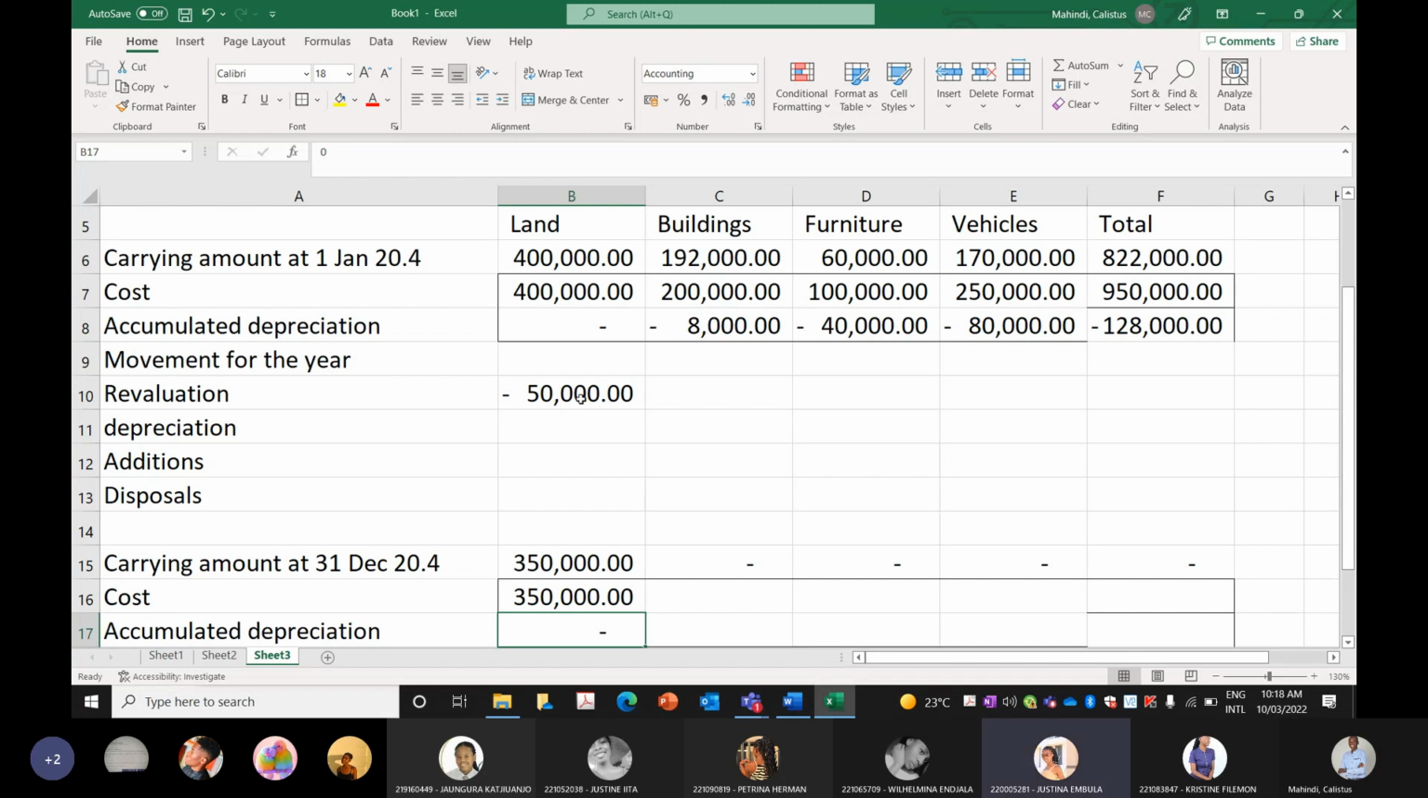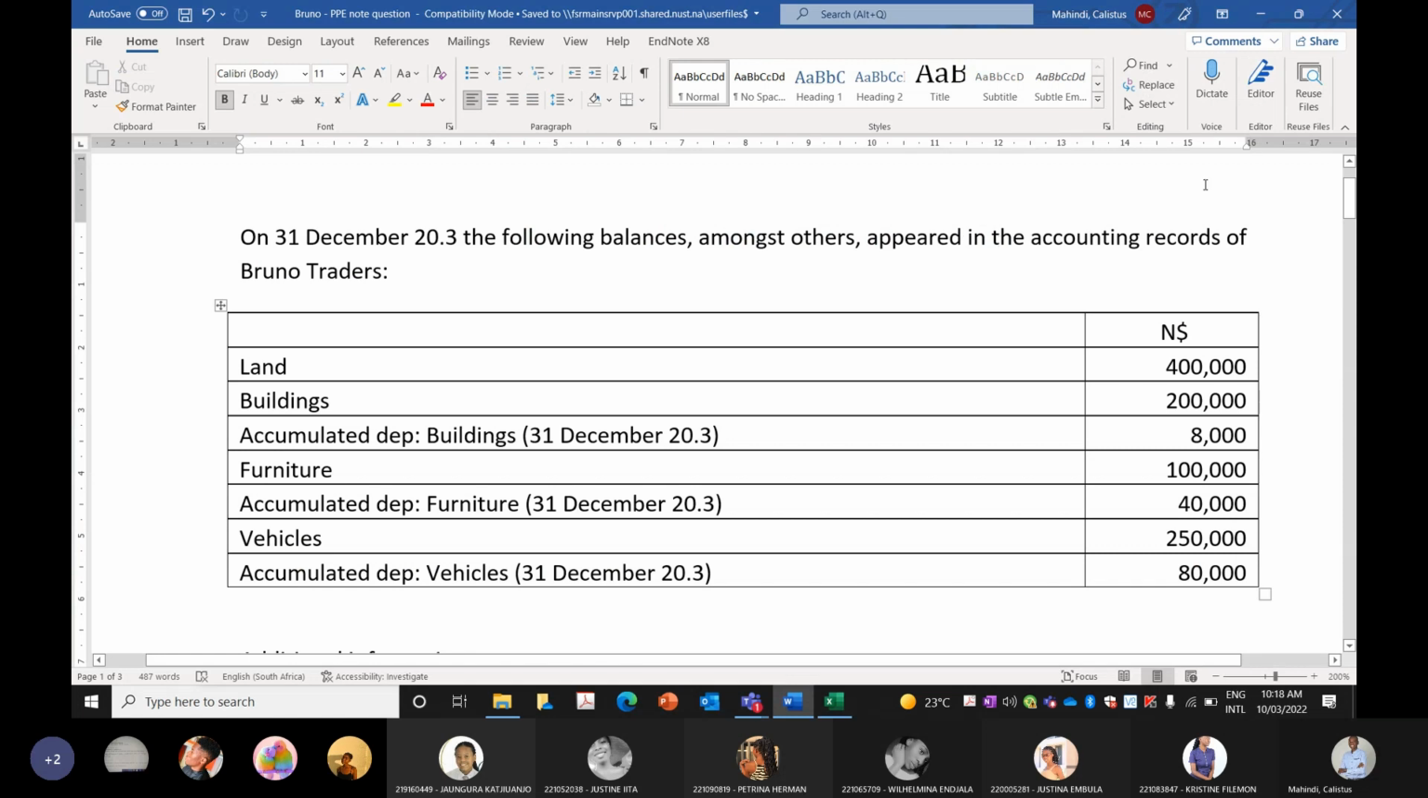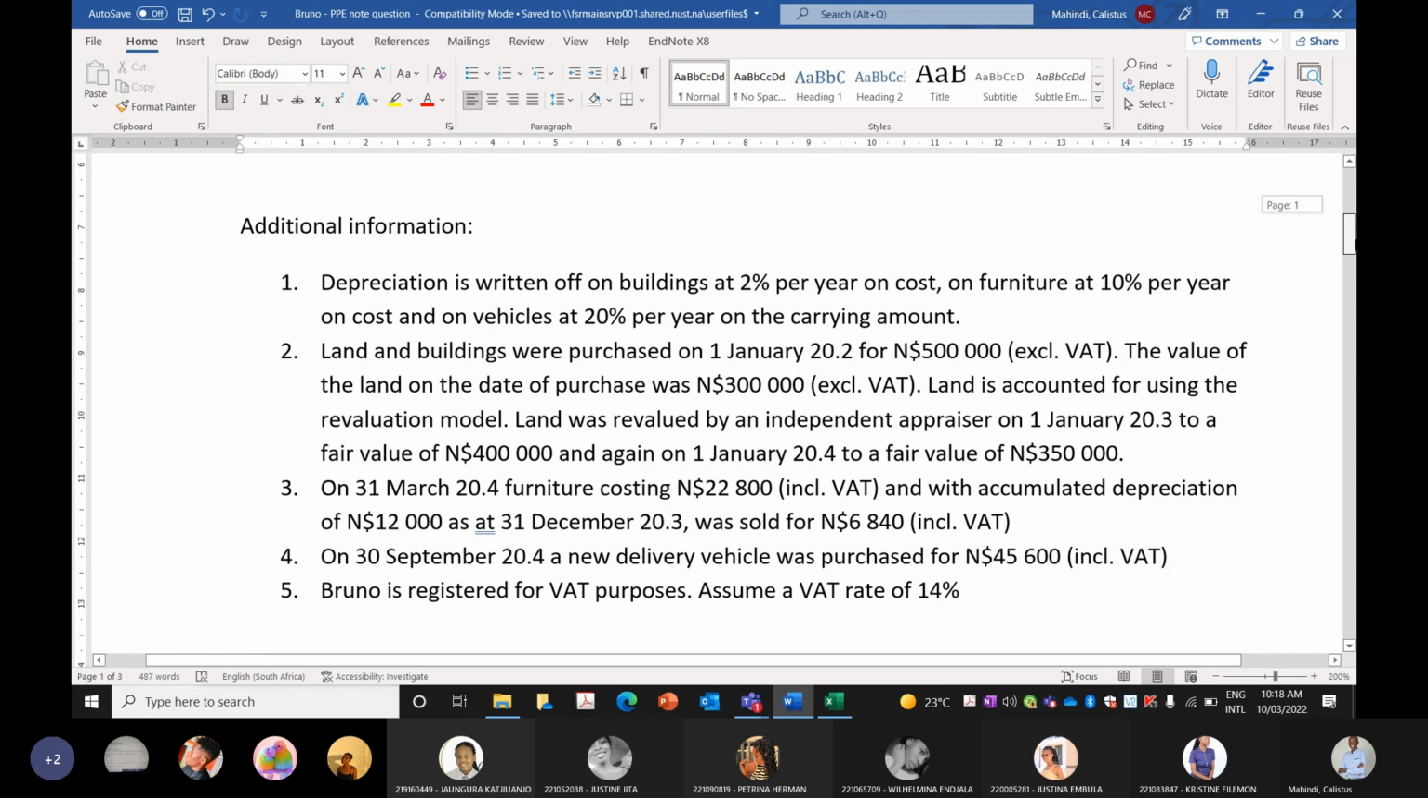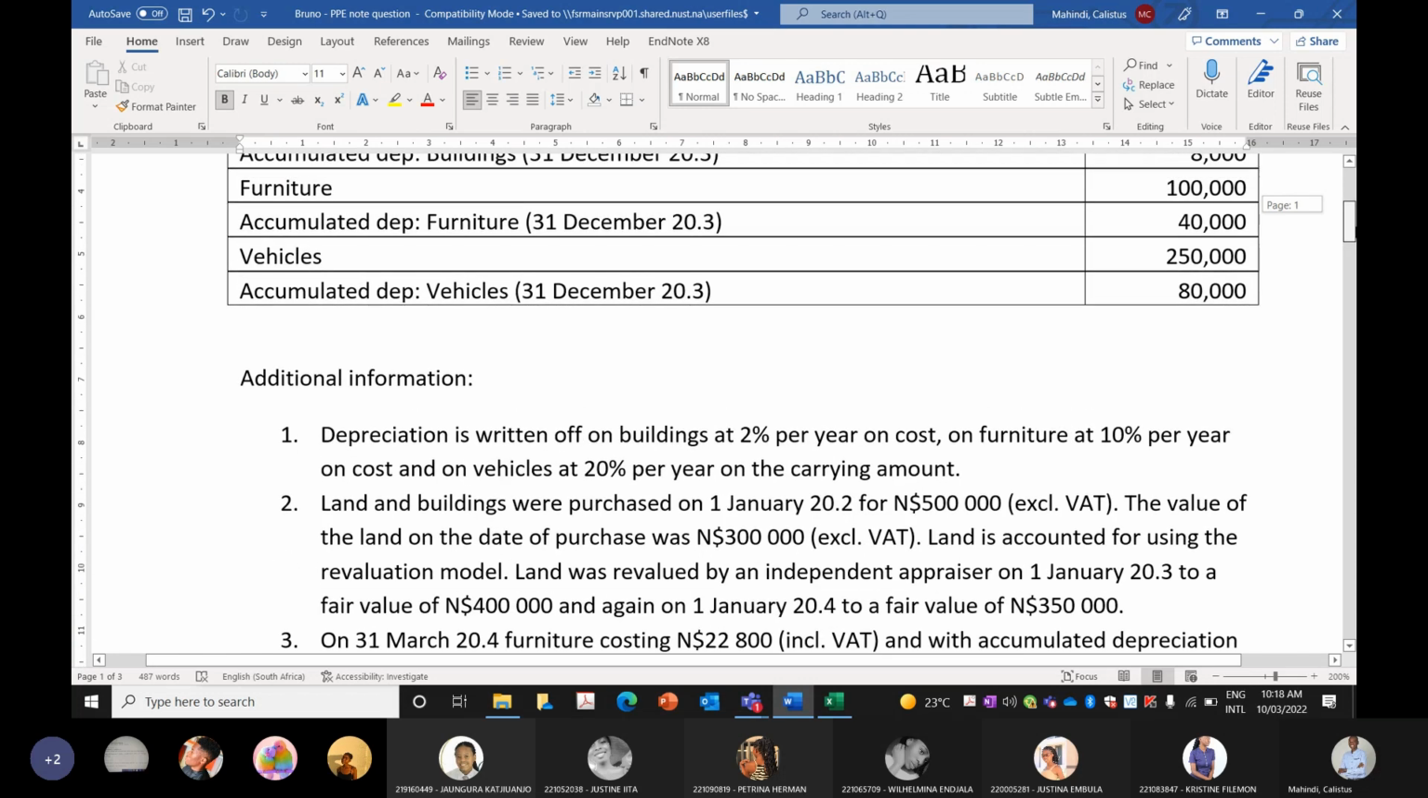All right. So remember, when you're dealing with the revaluation, the cost is always replaced by the fair value. But for the other ones, the cost will always remain the same. Okay. Let's deal with buildings. What information did we have relating to buildings? Depreciation. We don't have any other thing, right? Depreciation is written off for buildings at 2% per year on cost. So the only thing that we account for the buildings is depreciation.